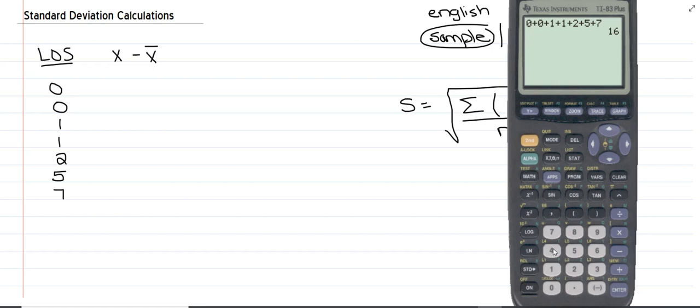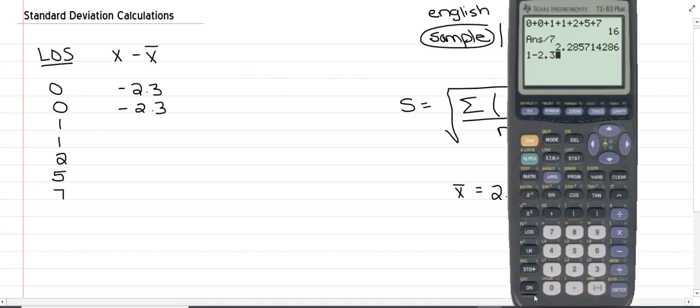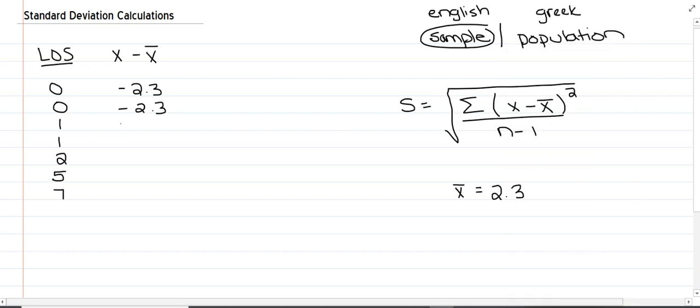So let's go ahead and add these together. So that gives us 16, and we have 7 data values. So we're going to do 1 decimal place. That mean is going to be 2.3. So I'm just going to note over here, x bar 2.3. So now what we're going to do is x minus x bar. So here we're going to do 0 minus 2.3, which is going to give us a negative 2.3. Same thing right here. Then we're going to do 1 minus 2.3. It'll give us a negative 1.3.